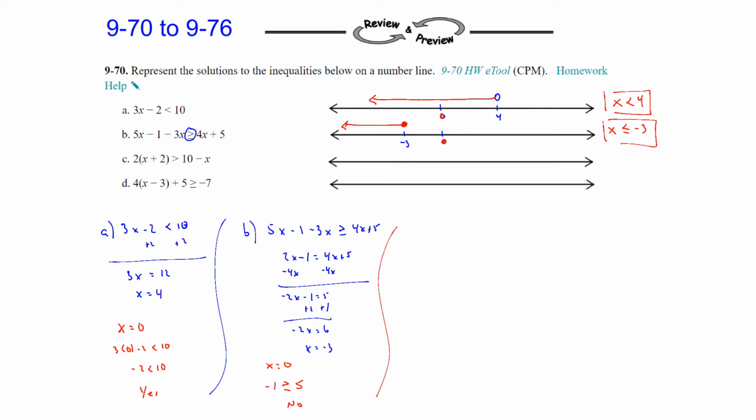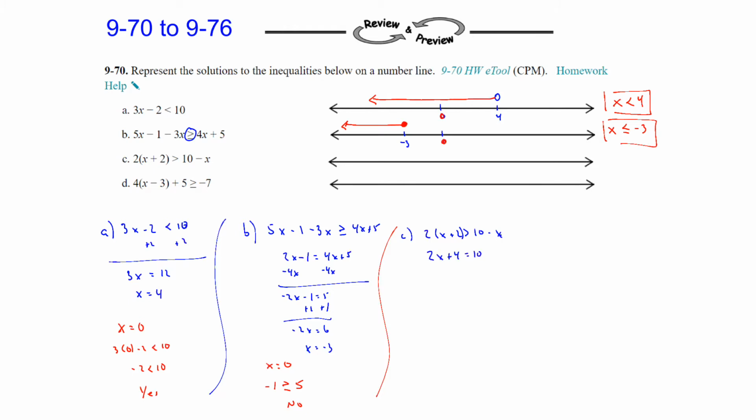All right, moving on. C, I'm going to go ahead and distribute. 2x plus 2 is greater than, well, let me go back. Let's try this again. I'm not going to distribute. I'm going to rewrite it as is, and then we'll go to the next step, so we're not confused. So 2 times x plus 2 is greater than 10 minus x. So we can distribute. That'll give me 2x plus 4.